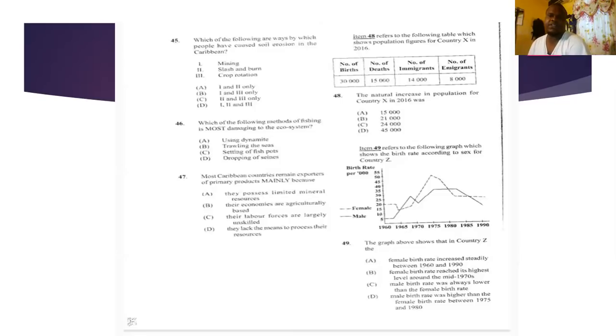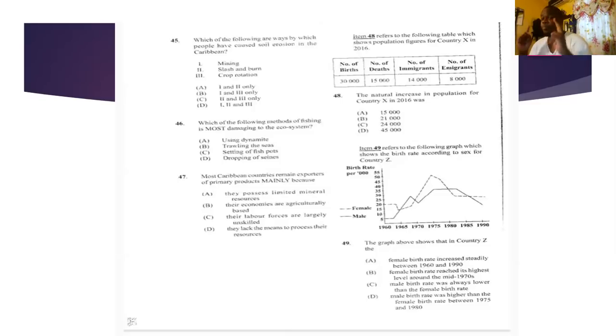Item 48 refers to the following table, which shows the population figures of country X in 2016. Number of births, 30,000. Number of deaths, 15,000. Number of immigrants, 14,000. Number of emigrants, 8,000. So the natural increase in population for country X in 2016 was? Notice the word natural there.